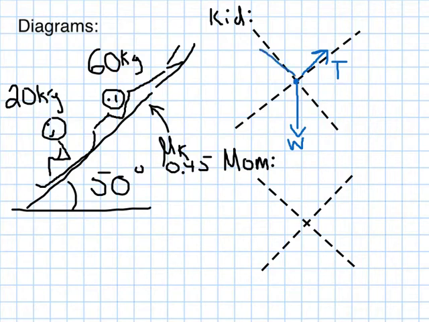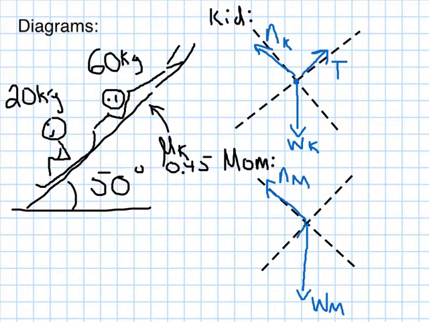And then the kid also has a normal force that should point straight along this axis that's normal to the hill. And so that'll be normal force. I need to distinguish that this normal force belongs to the kid and this weight belongs to the kid. Because when I get to the mom, she also has a weight which points straight down. So this is the weight of the mom. There's also a normal force for the mom. The same tension that the sled feels is the tension that the mom feels, except in the opposite direction.